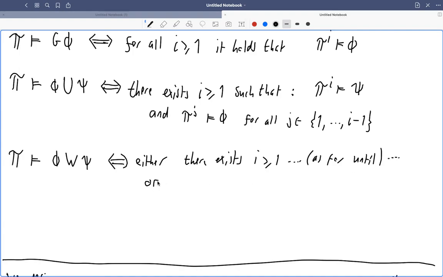Or, the difference in this case is that weak until means phi will hold up until psi holds, but it does not require that psi will eventually hold. So either it will eventually hold, in which case phi holds up until psi holds, as in the strong until, or the other case is simply that if psi never holds, then for all I greater than or equal to 1, we need phi to hold. So we ask for pi I to satisfy phi.